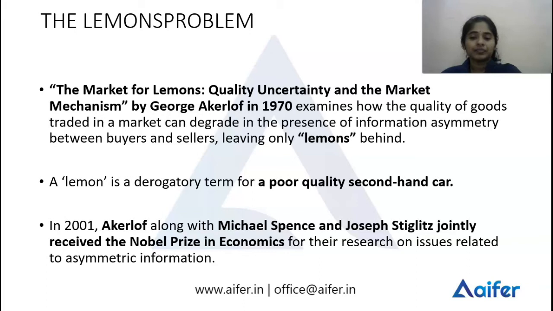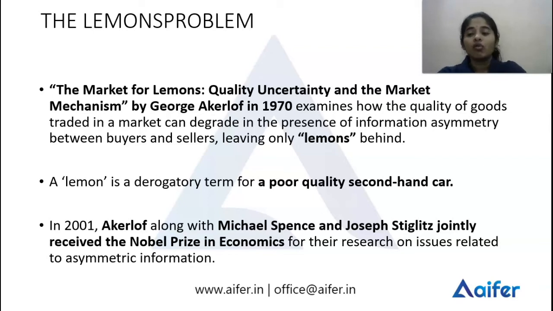Lemon is actually a derogatory name. It is the name for a poor quality used car, a poor quality second-hand car. For any second-hand good, be it a car or anything else, there will be differences in quality, right? They can be high quality products, low quality products, or average quality products. So the quality differs. Lemon is the name for a poor quality used car.